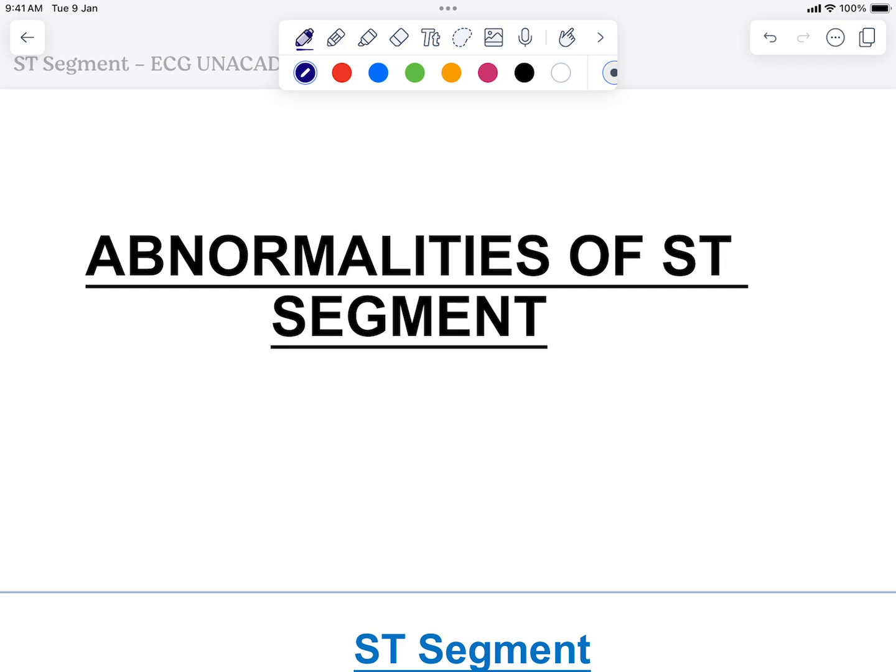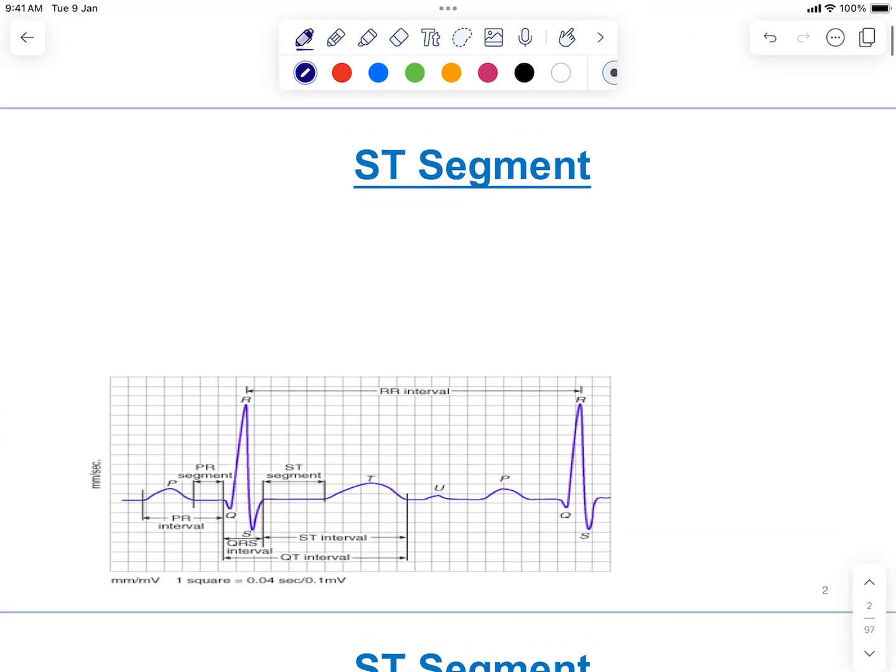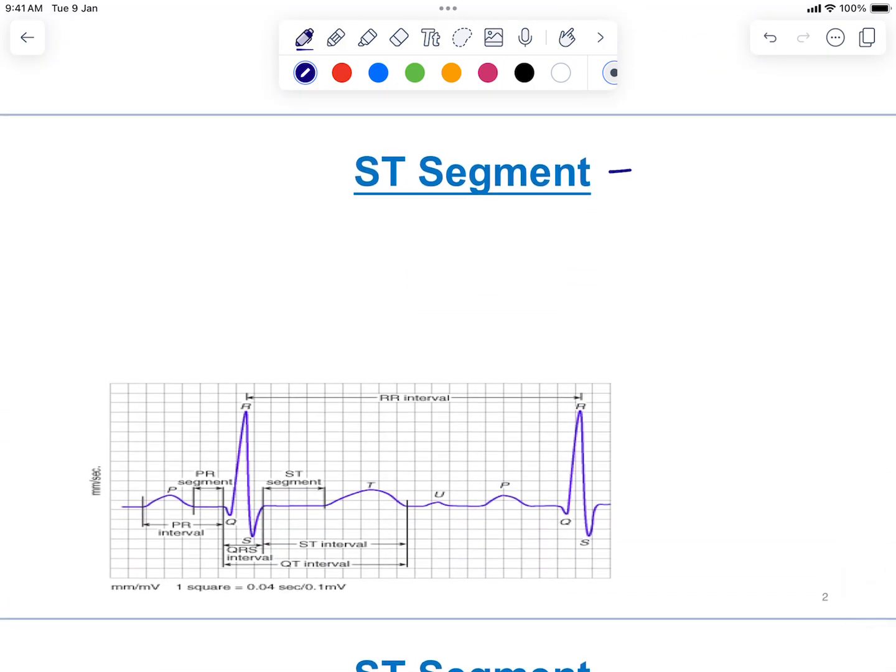So in this session, I'll be discussing a very important topic in the ECG, that is the abnormalities related to the ST segment. So first of all, let me tell you what exactly is your ST segment. So ST segment, it is an isoelectric baseline.